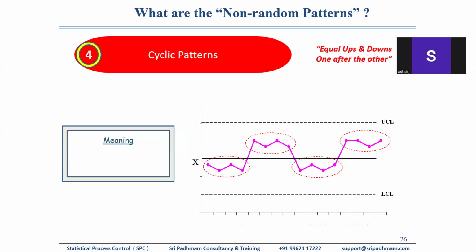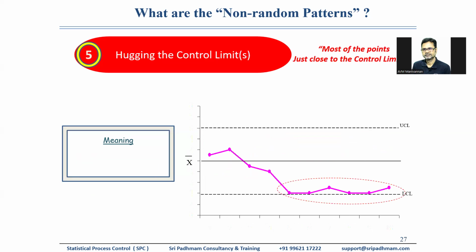Cyclical: very rarely possible because of incoming source variation. Okay. Another one is called hugging the control limit, either UCL or LCL. That means what, sir? The center is permanently shifted, completely decentered. Clear? Yes, sir.